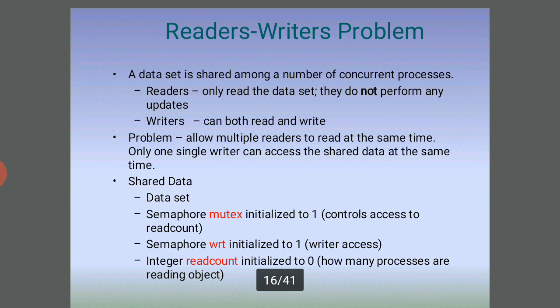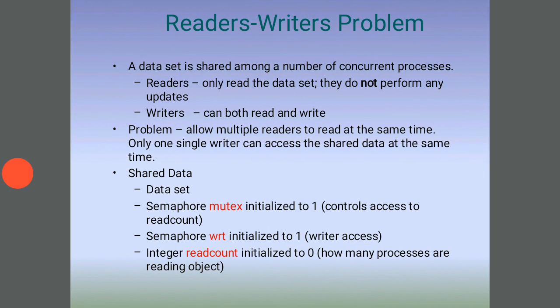So here, the readers-writers problem. In the system, the data is used by the users, and some of the writers are executing programs and updating the data. Readers can only read, while writers can both read and write. The problem allows multiple readers to read at the same time, and only one single writer can access the shared data at the same time.